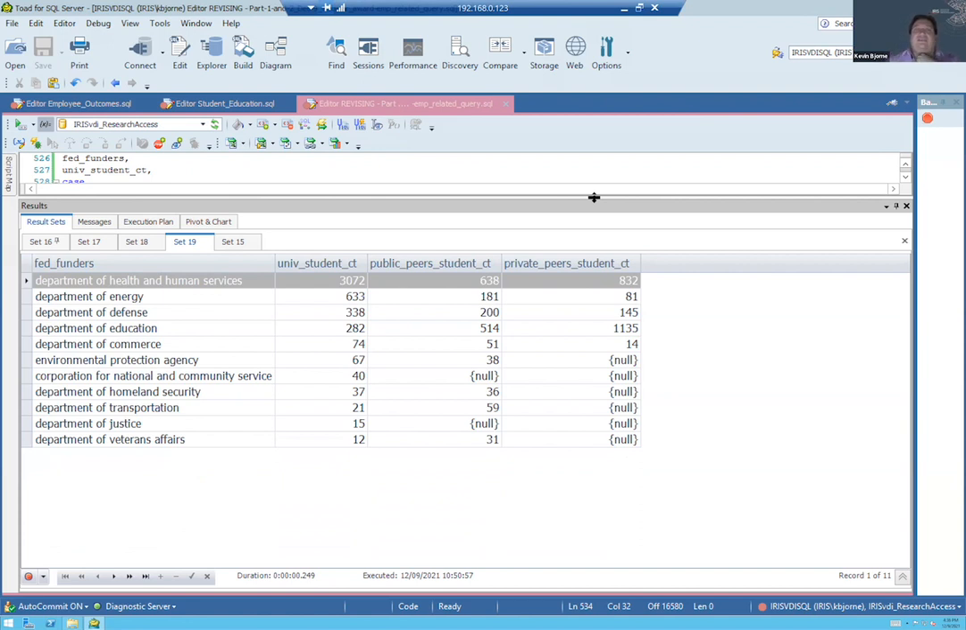So in this second column where it says university student count, these are the number of students being supported by research funding from these different federal agencies. Now, again, I've capped it at the top 11, and there are far more funding agencies than I'm showing here. And also, I'm only focusing on federal funders. We have this exact same data available on non-federal funders.